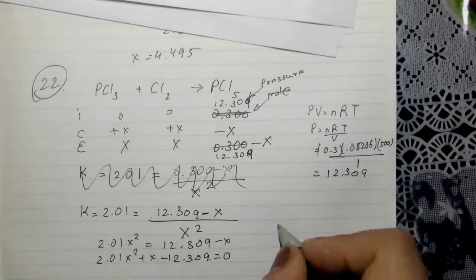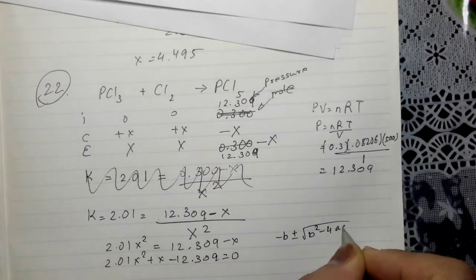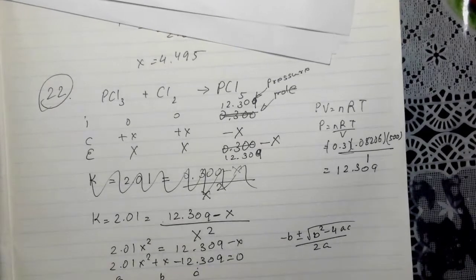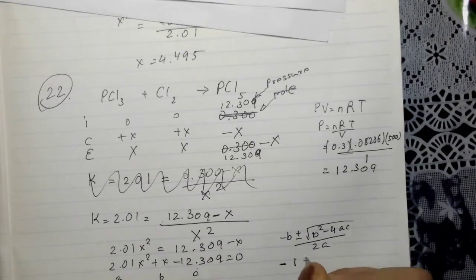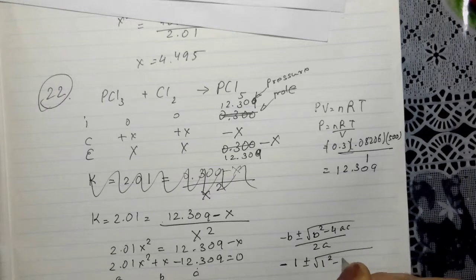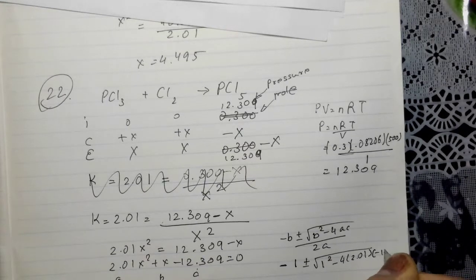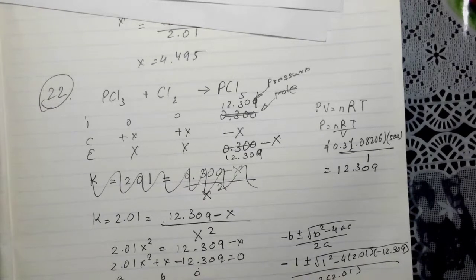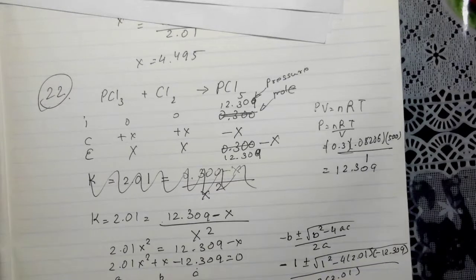You've got to do the quadratic formula. Negative b plus or minus the square root of b squared minus 4ac, over 2a. This is a, this here is b, this here is c. Okay, that's what it is. So that would be negative 1 plus or minus the square root of 1 squared minus 4 times 2.01 times negative 12.309, divided by 2 times 2.01, which is 4.02. Negative 1, I'll choose a plus so that I get the positive answer.